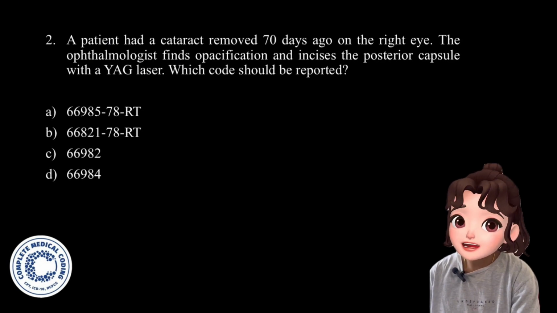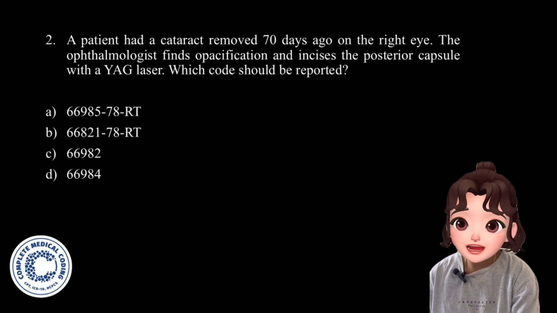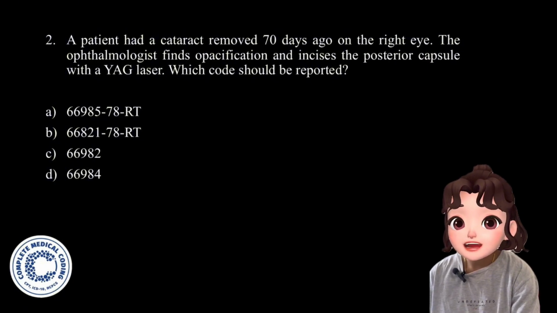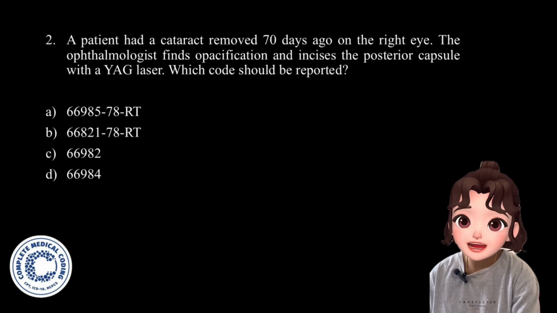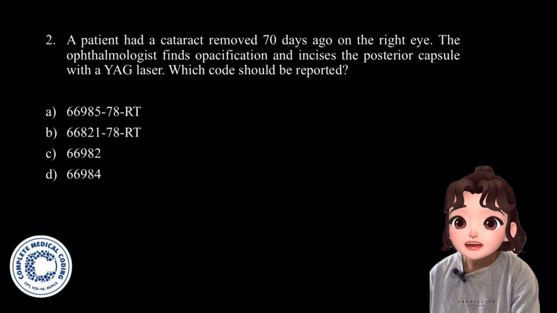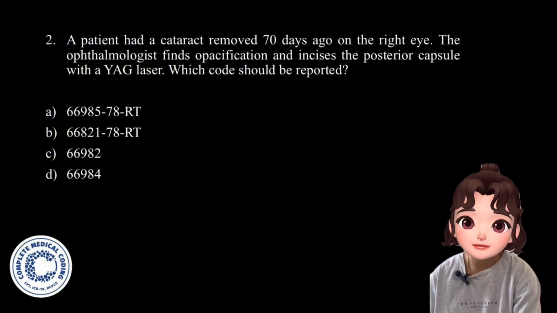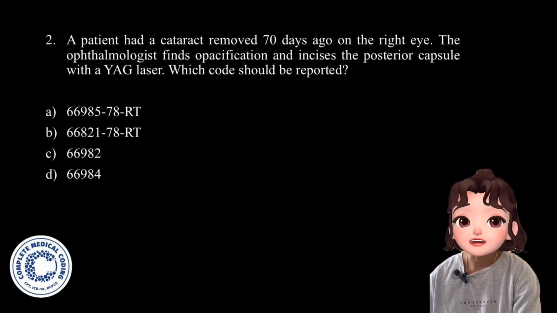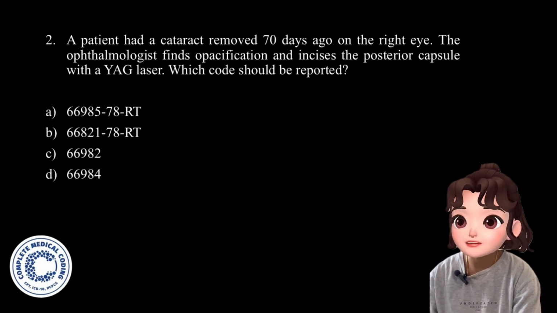Okay. Why is it appended with modifier 78 and RT? RT modifier because it is on the right eye. So you have to append with RT. Why 78? What is modifier 78? Modifier 78 is unplanned return to the operating room or procedure room by the same physician following an initial procedure. Same physician, okay.